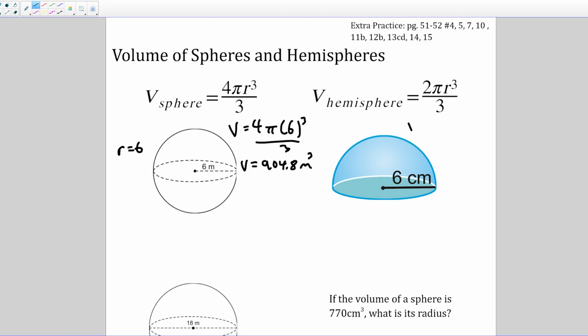Same thing for the one here on the right. We're working with a hemisphere, so our formula is 2 pi r cubed over 3. We have 2 pi times 6 cubed over 3. And once you plug that into our calculator, we end up getting 452.4, and this will be in centimeters cubed.